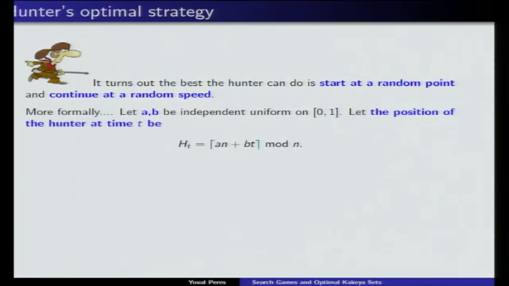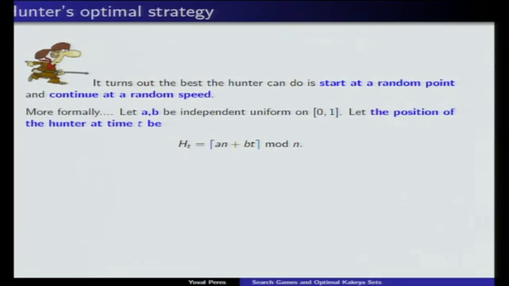There are several ways to implement this. Here is one. You take independent uniform variables, and at time t, you're at the integer part of a_n plus b·t, mod n. So a_n represents the uniform starting point, and b·t represents the movement at a random speed b. So okay?